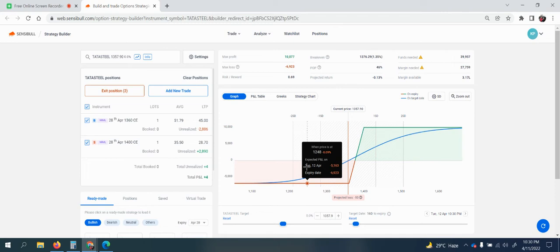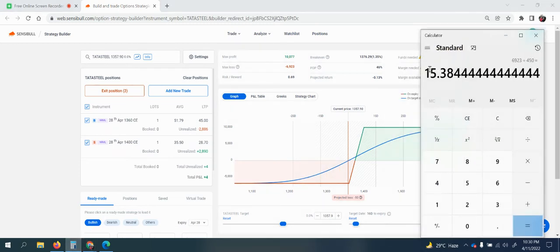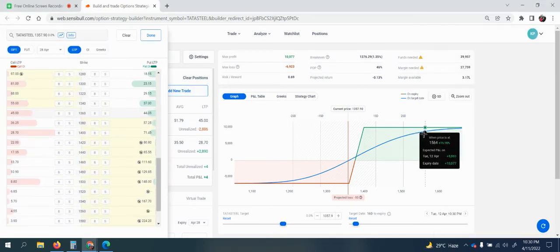So just to cover this 6,923, I have to cover almost 15 to 16 points, right? 6,923 divided by the number of lots would give me 15 points. Okay, I'll go to trade, add a trade. So I want to sell a naked call option. So look at this loss of 6,923. So I need to cover 15 points, right?